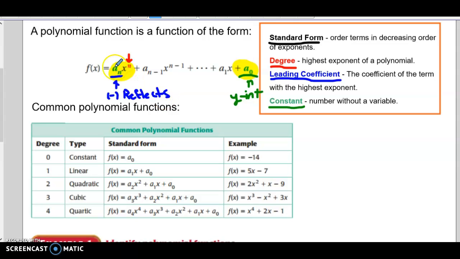But that A is very important. The N is very important because it shows the shape. And then the constant at the end is also very important because it shows the y-intercept.